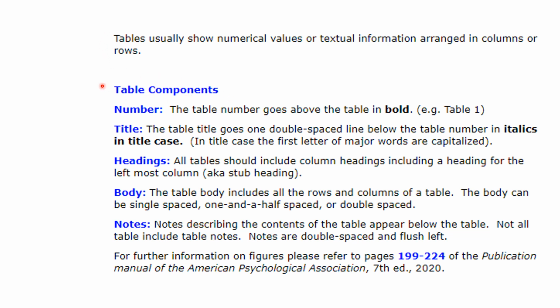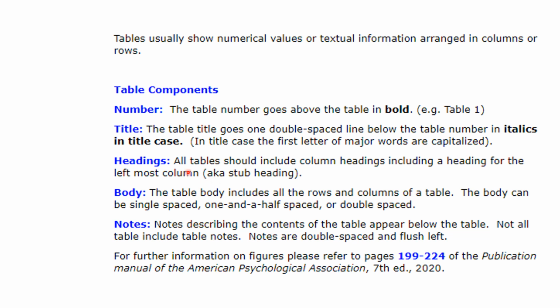So what are the components of a table in the APA style? In terms of number, the table number goes above the table in bold. Example, Table 1, it should be in bold. Next, the title. The table title goes one double-spaced line below the table number in italics in title case. When we say title case, the first letter of each major word should be capitalized. Later on, I will show you an example for you to better understand.